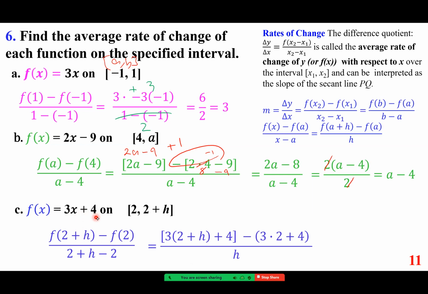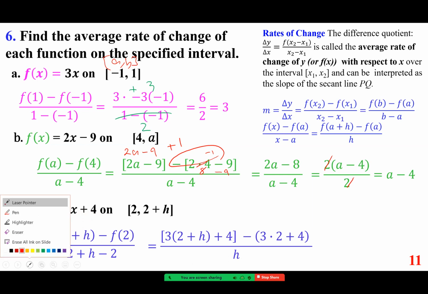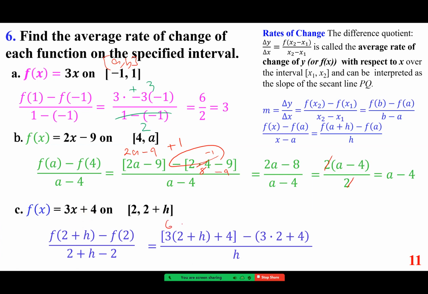And all we have to do is simplify the numerator, because in the denominator, 2 and negative 2 cancel each other, they give us h. So let's see what happens to the top. We're going to distribute, we get 6 plus 3h plus 4 minus 10. As you can see, positive 4 and negative 10, they add up to 0. So the numerator is only 3h. We can drop the h, and we get 3 as the final answer.